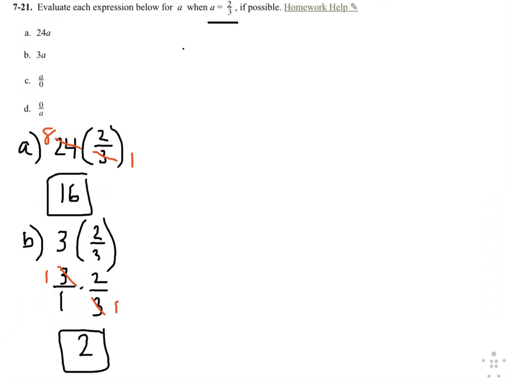Now C is A over 0, and anything over 0 is undefined, so we don't even need to do any work for that. That's undefined in mathematics. And D is 0 over A, and 0 over anything is 0, so we don't even need to do any work for that. And we're done with that problem.